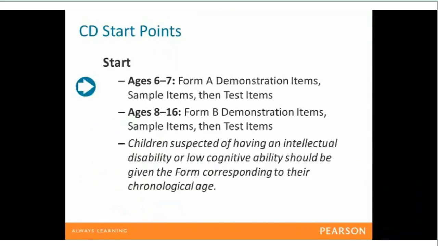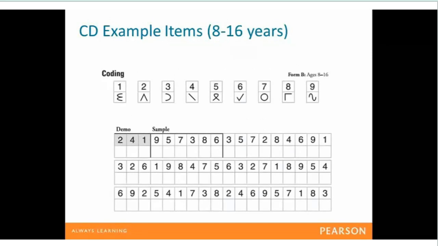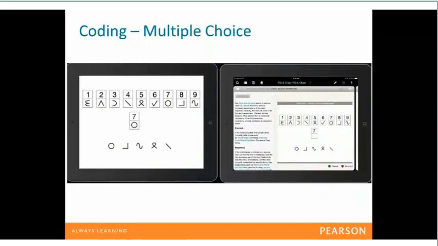Coding has Form A for your younger children, which looks like this, quite similar to the WISC-IV, but some of the pairings of the shapes and the designs are new and different. And you can see the new designs here on the coding for the older children. Coding on the record form looks like this, and you can keep track of rotation errors if you want to analyze that later. Coding on the iPad is in multiple choice.